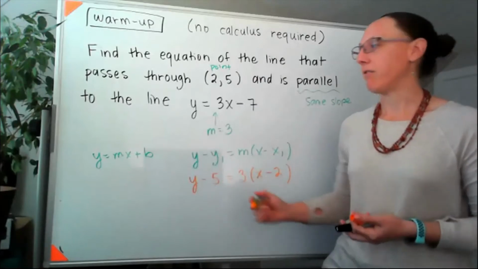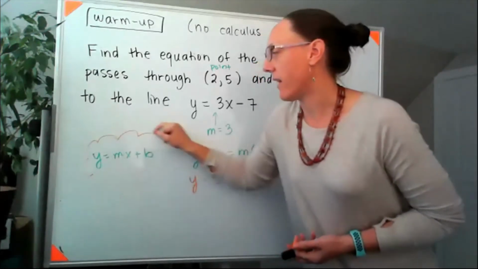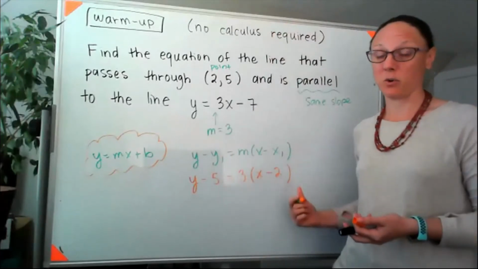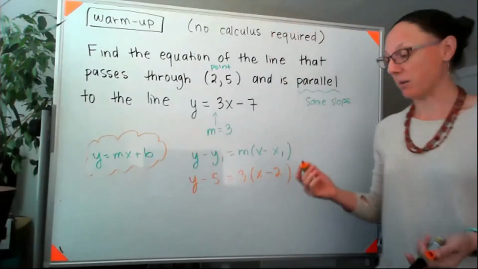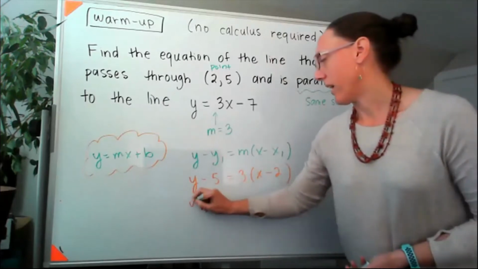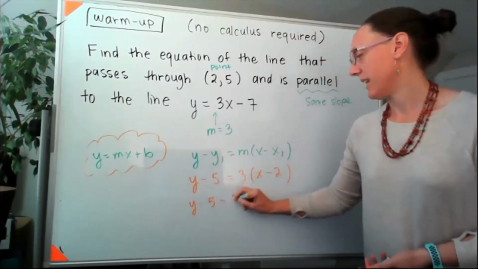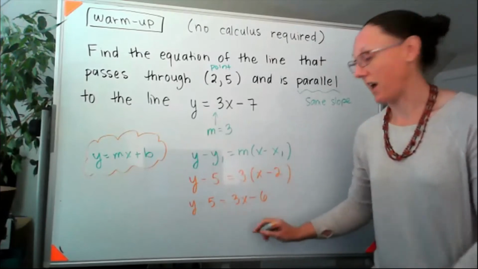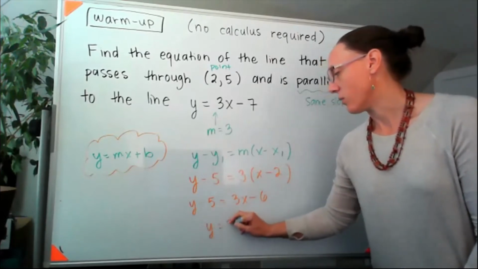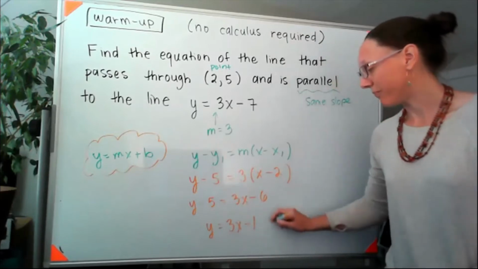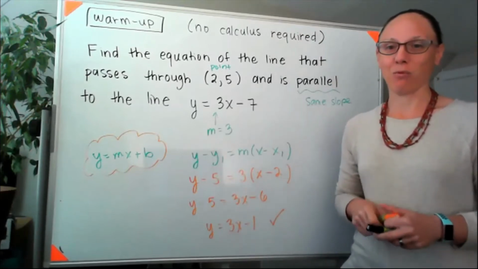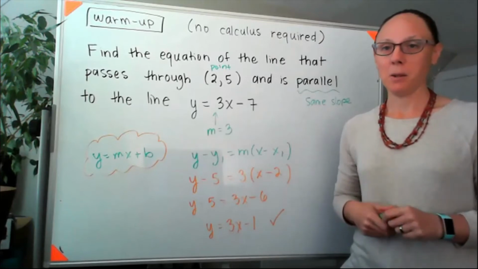But if you are more comfortable having that written as y equals mx plus b, it's not too bad to distribute out the right-hand side and simplify it down. So I'm looking at y minus 5 is equal to 3x minus 6. And then if I add 5 to both sides, y is equal to 3x minus 1, which looks like it matches the answers for the couple of people that put answers in the chat boxes.